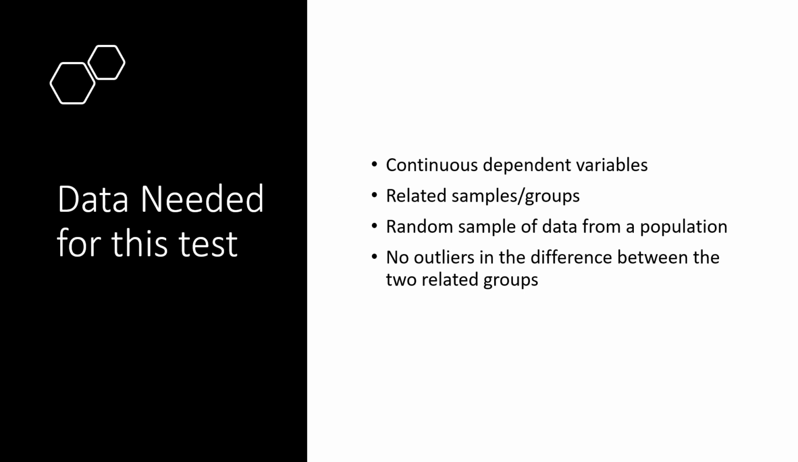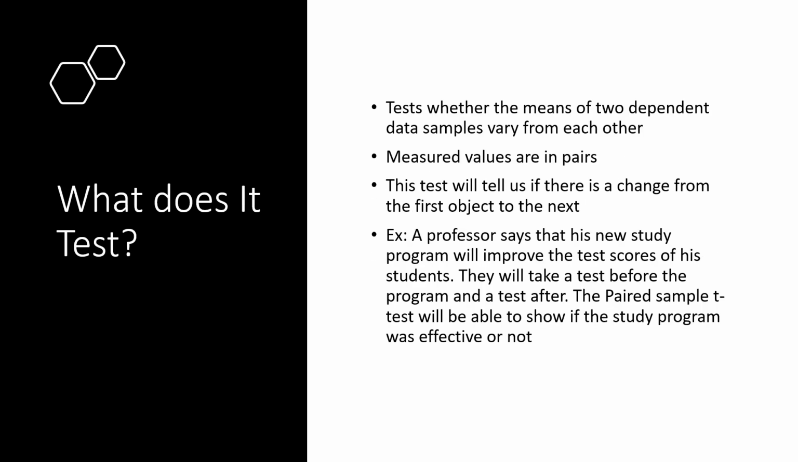Before we get into being able to do a paired sample t-test, our data sets need to have these requirements for the data. They must be continuous dependent variables. The data set must be within a related sample or group. The random sample of the data must be from a population. And then there can't be any outliers in the difference between the two related groups. So once your data meets these requirements, then you can confidently move on to conduct the paired sample t-test.